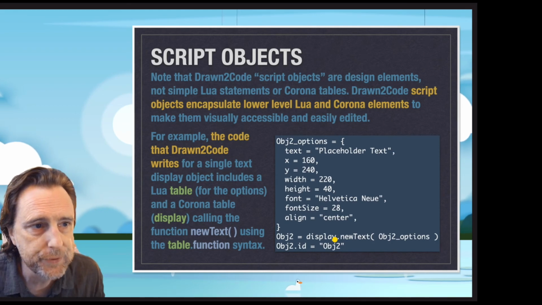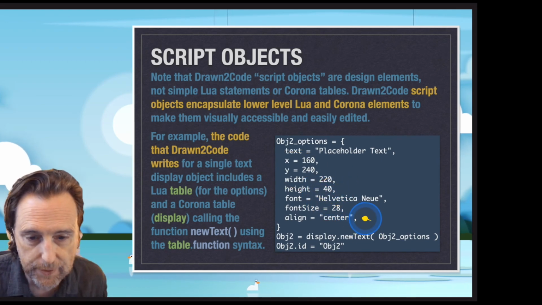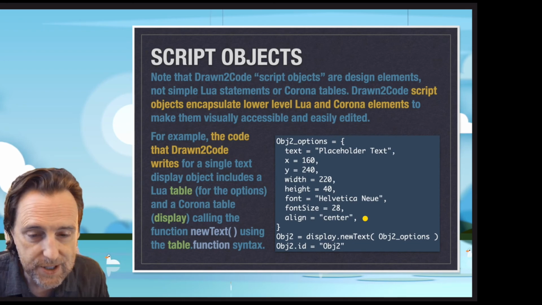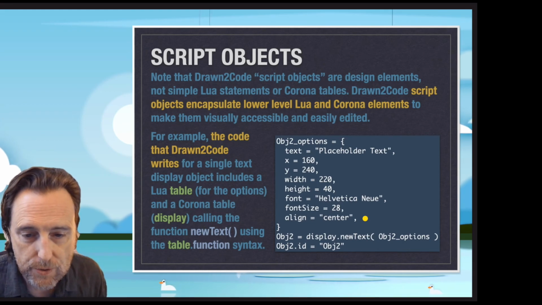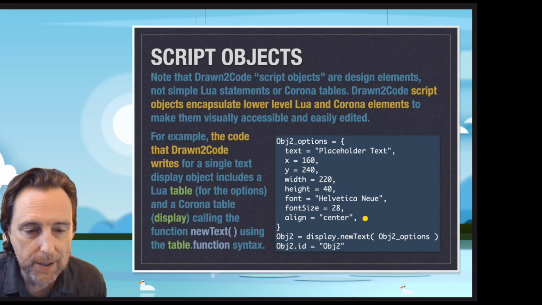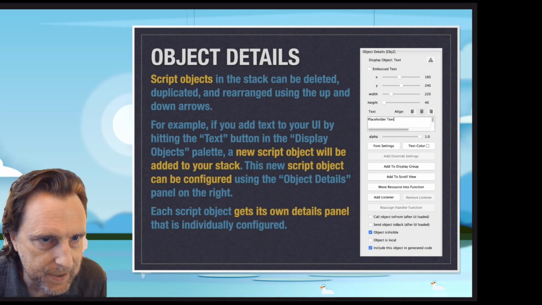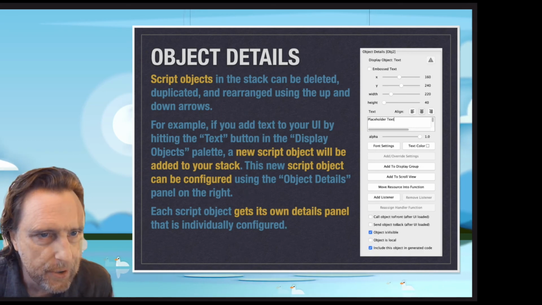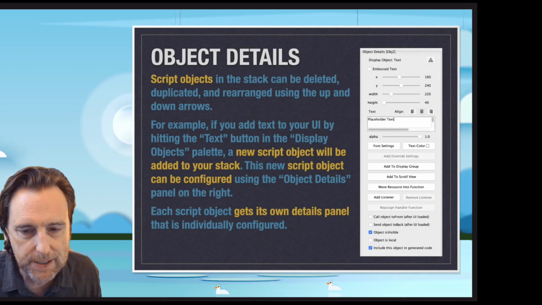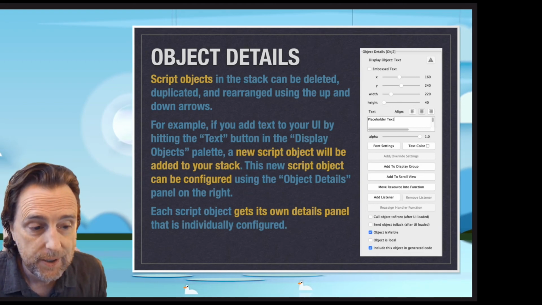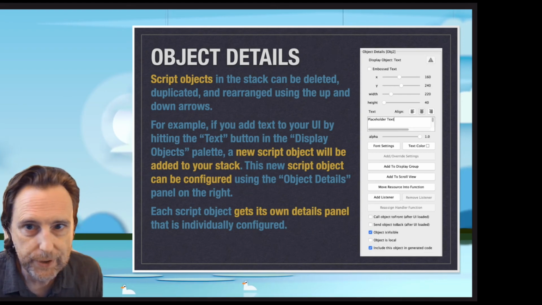So Drawn to Code will write all this for you and allow you to visually do stuff like change the position, the size, the font, and the alignment using an easy settings panel. This would be an entire script object that you'd get generated for you when you add a text script object or text display object to your Drawn to Code stack. And then here's an example of the settings panel for text. So you have a lot of control, but the settings panel will be unique, obviously, for whatever you add. This is for a text display object. If you add a circle, for example, then you're not going to get font settings because circles don't have fonts, right?